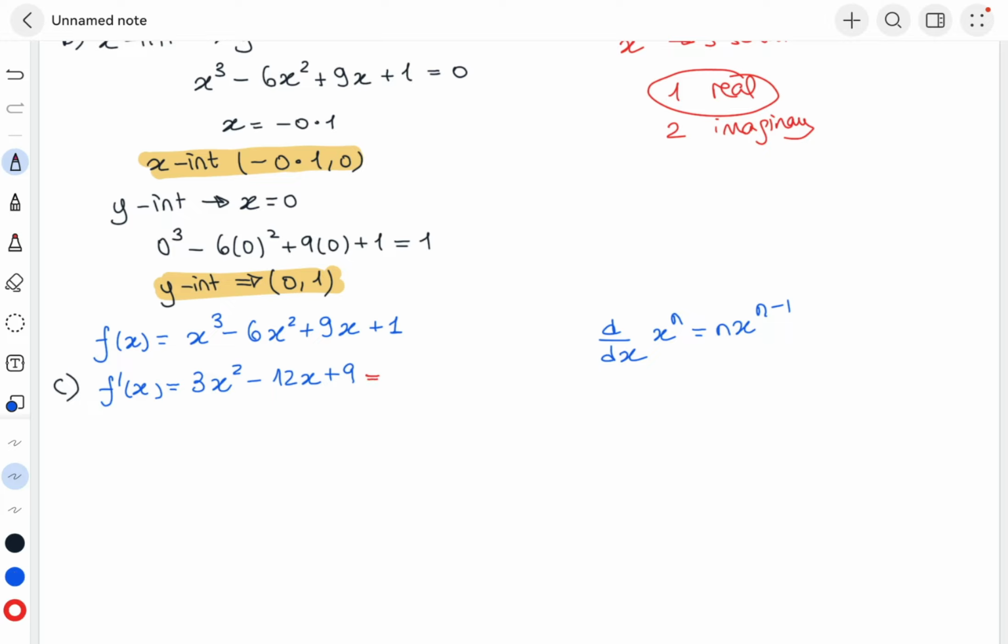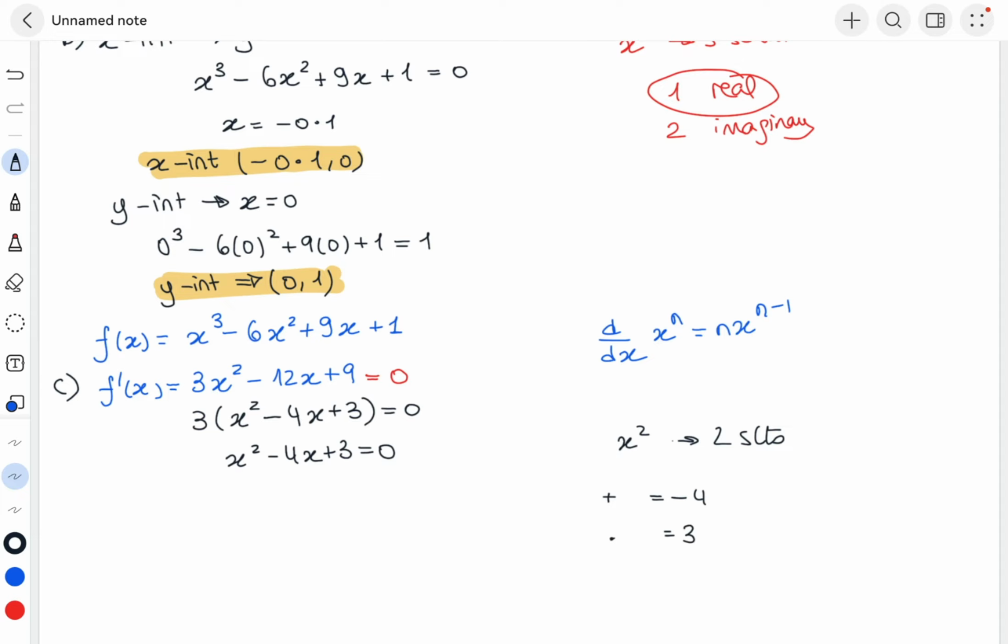Now we need to set this function equal to 0. We can take 3 as a common factor, and we'll be left with x squared minus 4x plus 3 equal to 0. We can divide by 3, and we'll have x squared minus 4x plus 3 equal to 0 over 3, which is 0. Now we need to find the solutions for x. Since we have x to the power 2, it means we have two solutions. Now we need to think: what two numbers added will give us negative 4, and multiplied will give us 3?